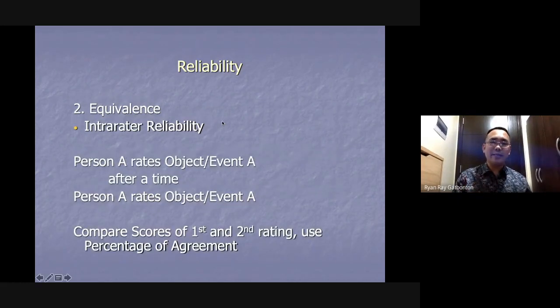But if you use intra-rater reliability, ibig sabihin yung reliability na kapag sinagutan ng isang tao ay equivalent pa rin yung lalabas na result. It's done something like this. Person A rates object or event A, then after a certain time, person A rates object or event A again. Okay? If the percentage of agreement of the first and second rating is 70% and above, you can say that your tool has good intra-rater reliability.